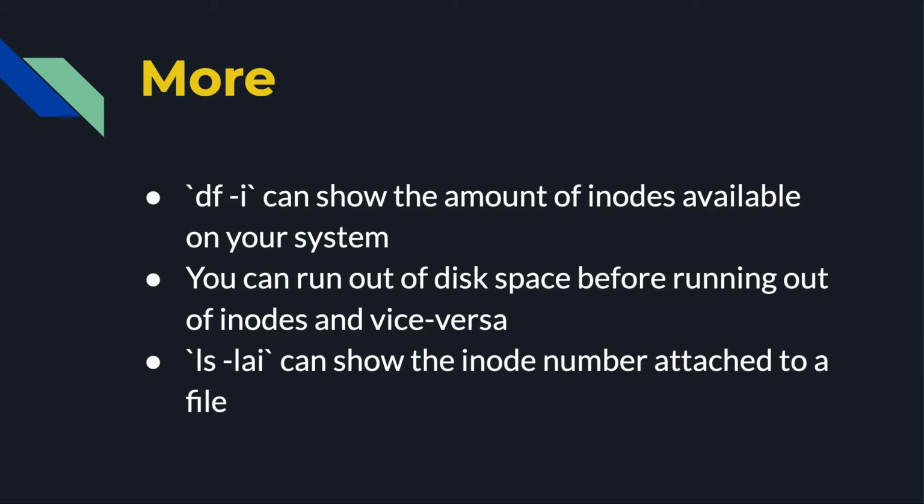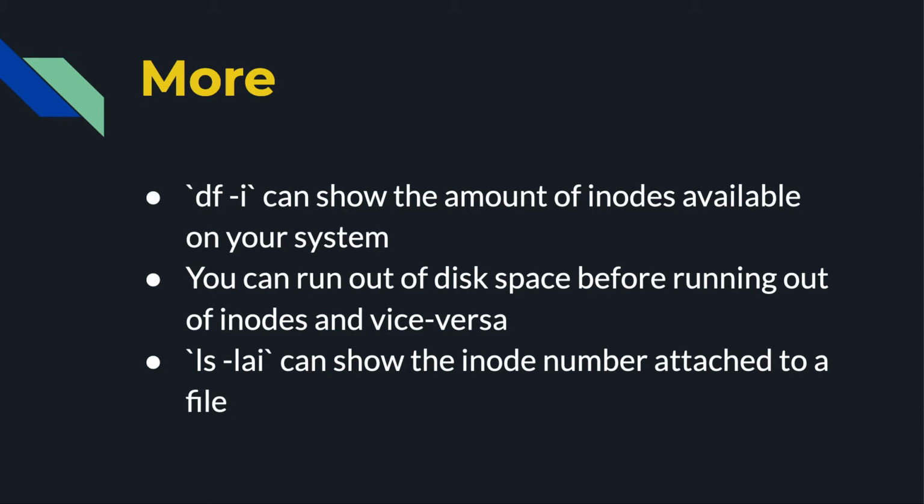So, some commands that can be useful to you. df -i can show the amount of inodes available to you on your system. When you format a file system using an ext format that we will talk about, there's a certain finite amount of inodes that are created on that file system. And thus, there's a certain finite amount of files that you can create on the file system.